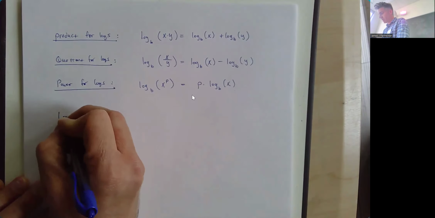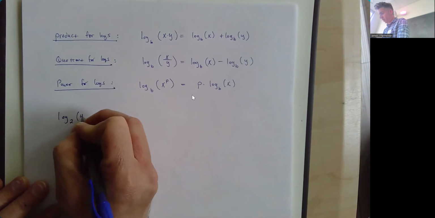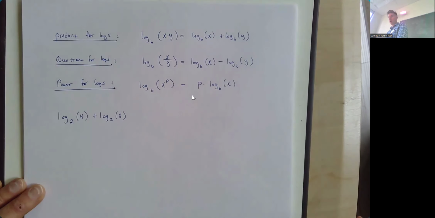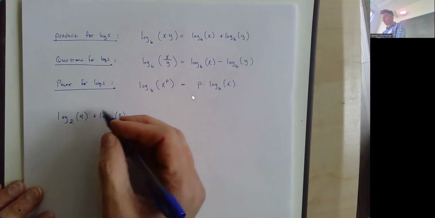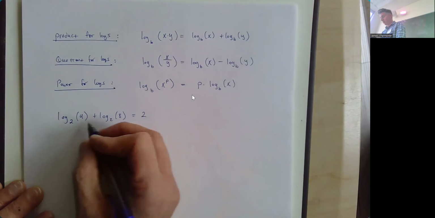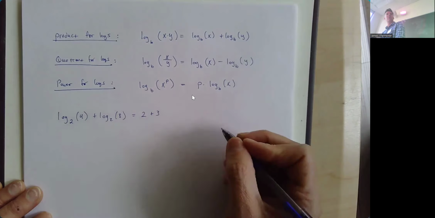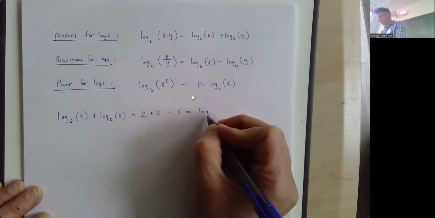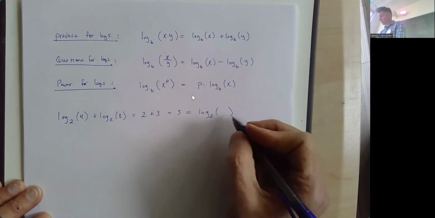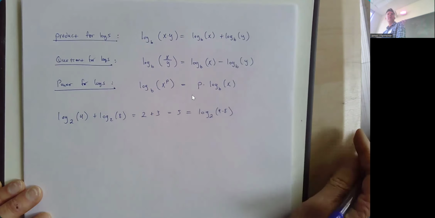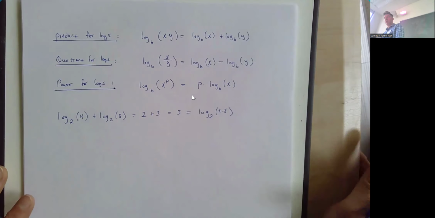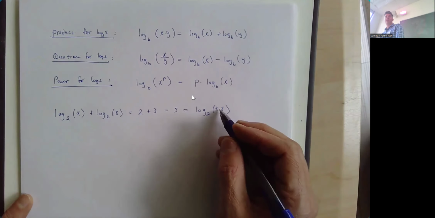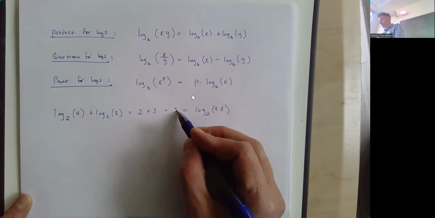The log base 2 of 4 plus the log base 2 of 8. Log base 2 of 4 is 2 because 2 squared is 4. Log base 2 of 8 is 3 because 2 to the third is 8. And 5 is equal to the log base 2 of 4 times 8. 4 times 8 is 32. 32 is 2 to the 5th power. And log base 2 of 32 says 2 to the 5th power equals 32.